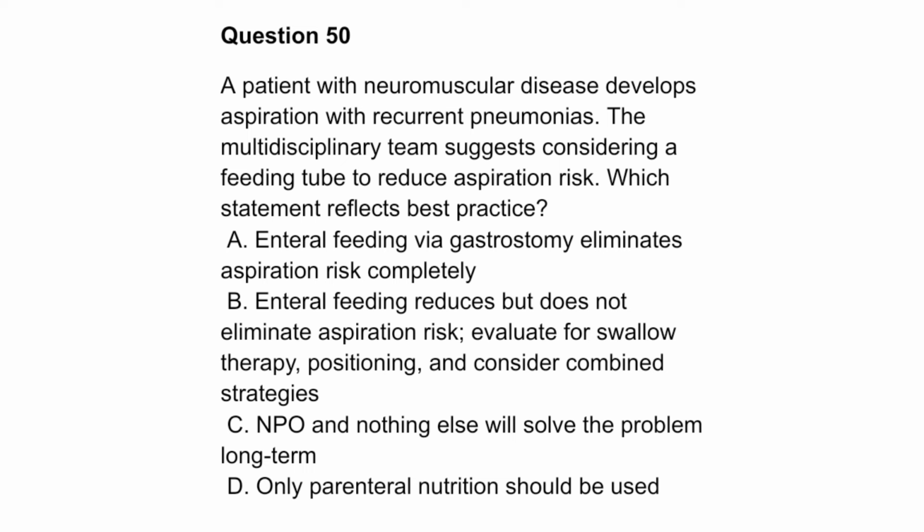Question 50. A patient with neuromuscular disease develops aspiration with recurrent pneumonias. The multidisciplinary team suggests considering a feeding tube to reduce aspiration risk. Which statement reflects best practice? A. Enteral feeding via gastrostomy eliminates aspiration risk completely. B. Enteral feeding reduces but does not eliminate aspiration risk.